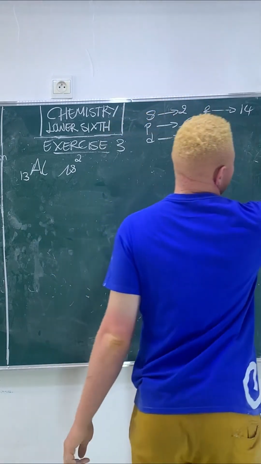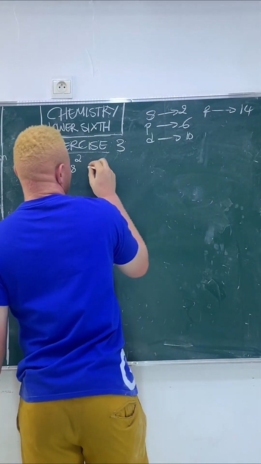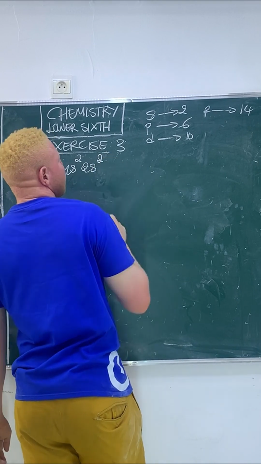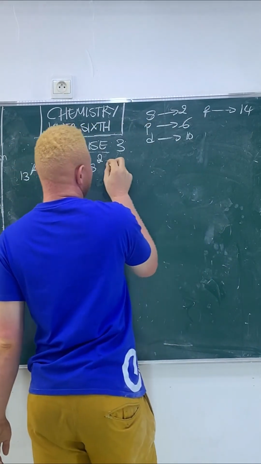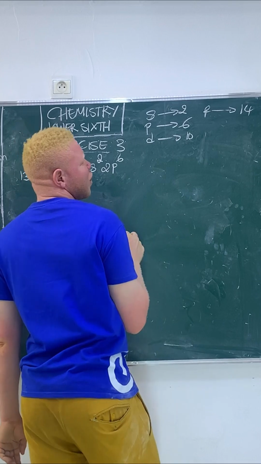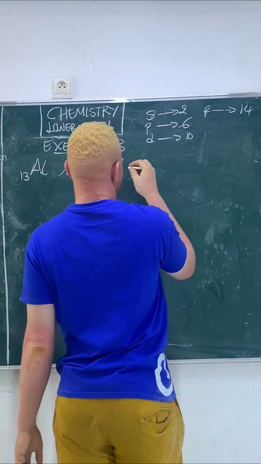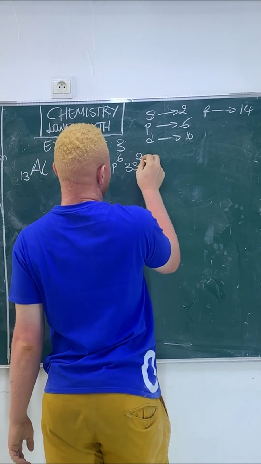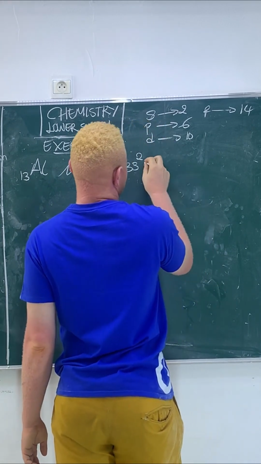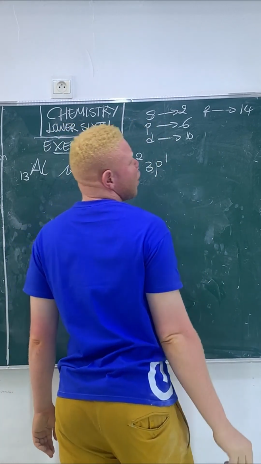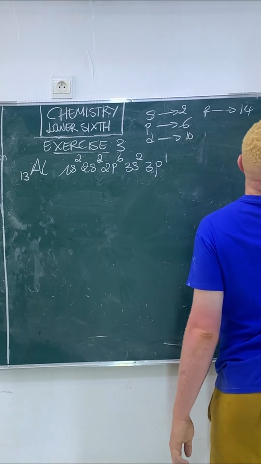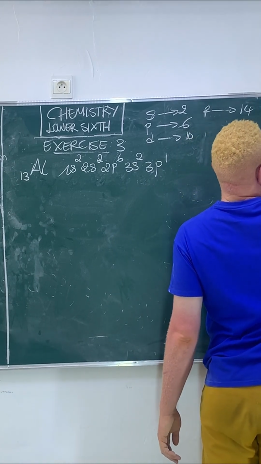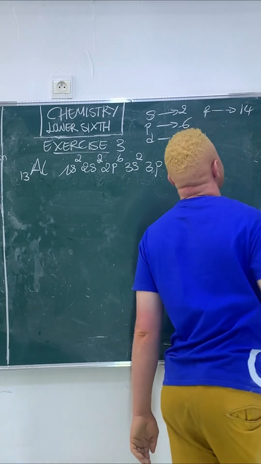After 1s, we go to 2s, so 2s2, 2p6, 3s2, 3p1. I'm following the arrows. So the configuration is 1s2, 2s2, 2p6, 3s2, 3p1.